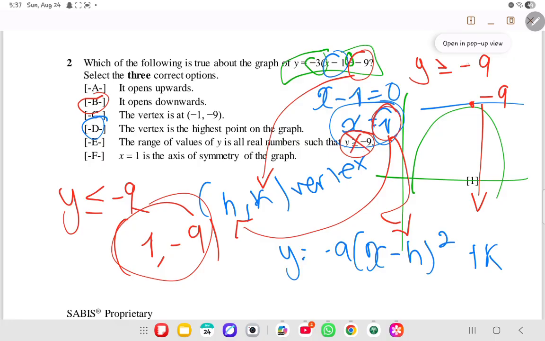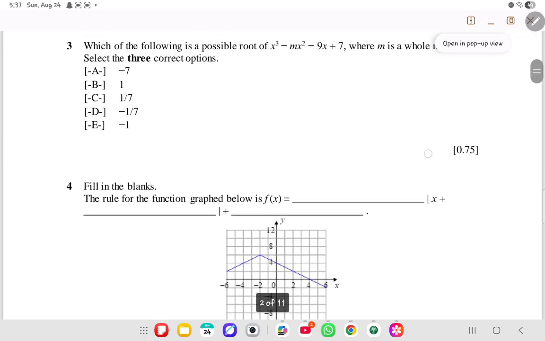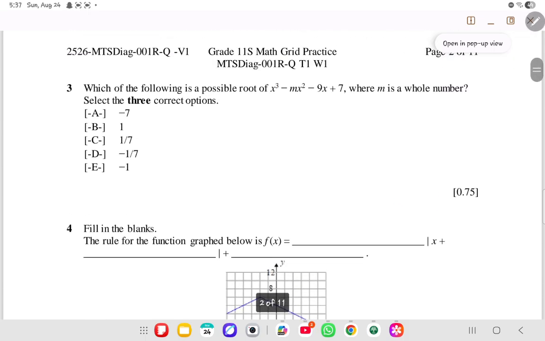Now, the next thing we're going to look at is this. Remember when we solved x minus 1 is equal to 0, we moved minus 1 to the other side and we got that x is equal to 1. Since x is equal to 1, we can say that this is the axis of symmetry on the graph. So the 3 correct answers we have are B, D, and F. That's it for question number 2. Let's move on to question number 3.